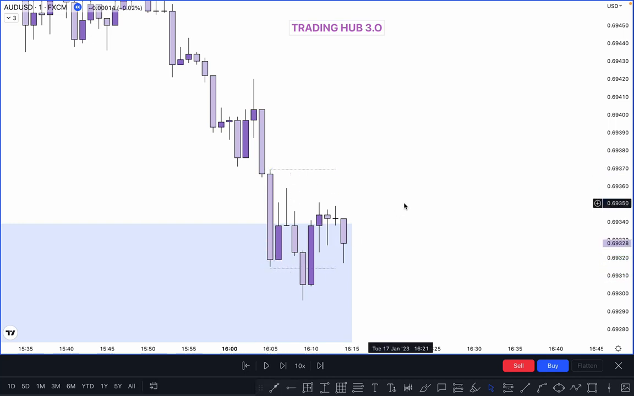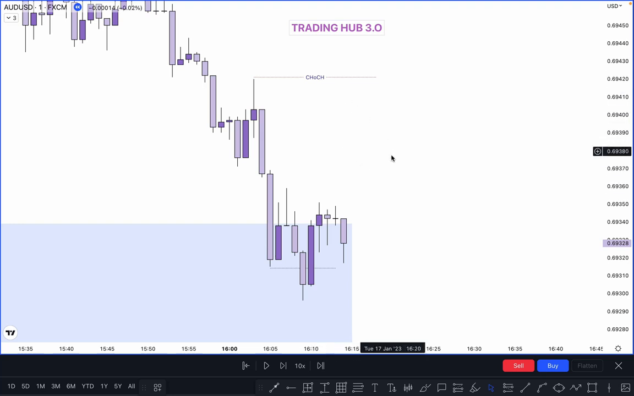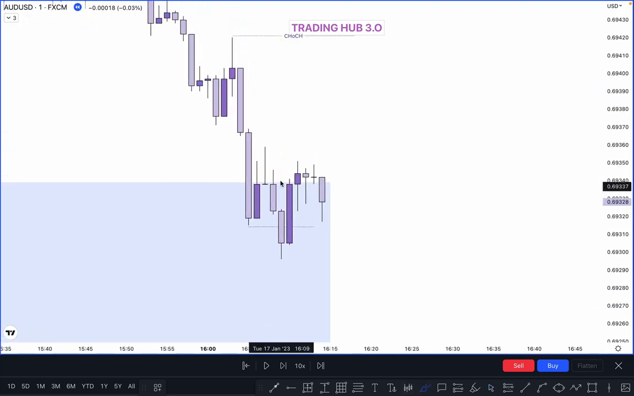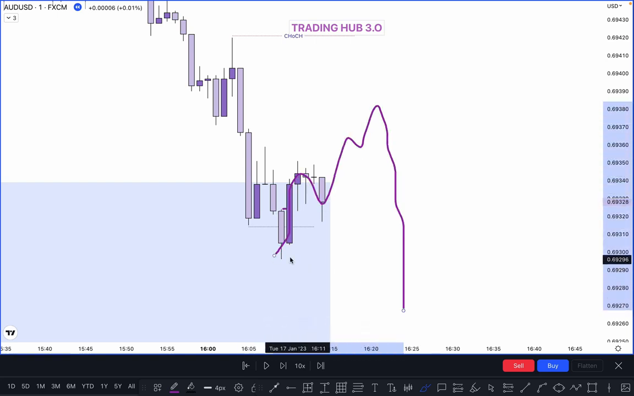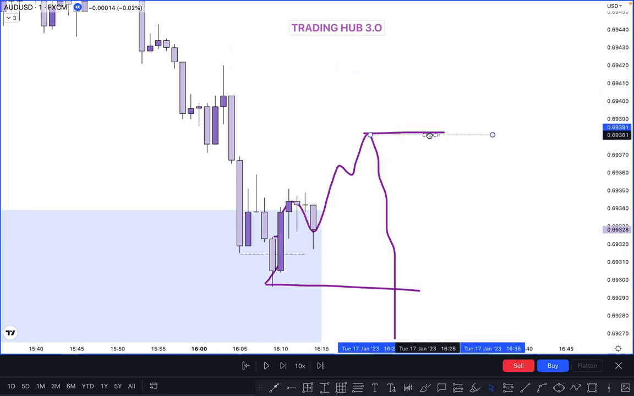Okay, so where is our first pullback? The first pullback is here. So this one is our change of character. Price must break this high. If the market breaks this high, then definitely we can take entry here. If the market does not take out this high, and if the market creates another pullback here, possibly because the market broke this high, so this becomes our valid pullback and the market can go higher and push downside like this. Okay, so this high becomes our new change of character, something like this.